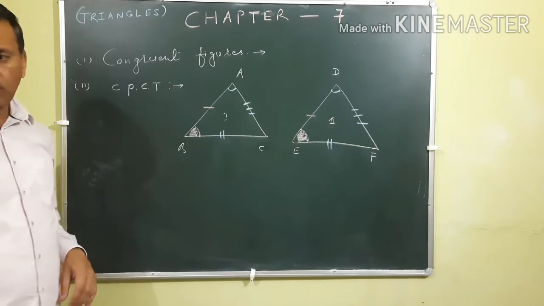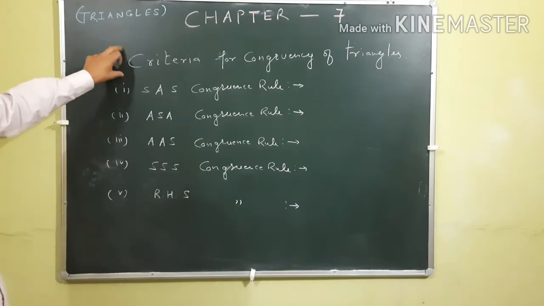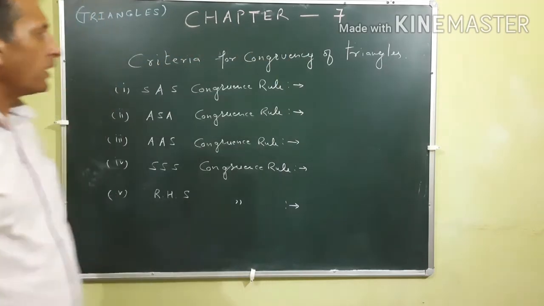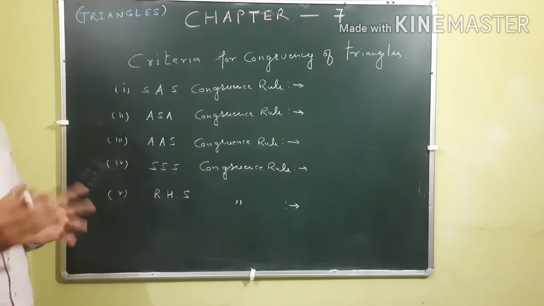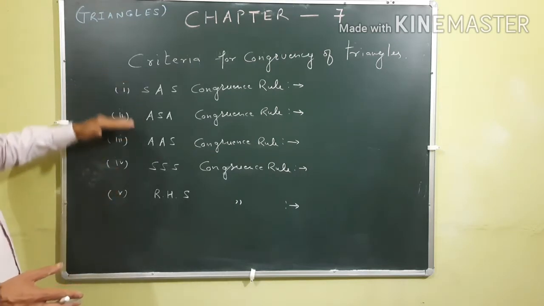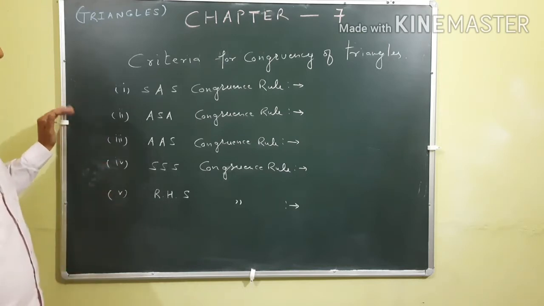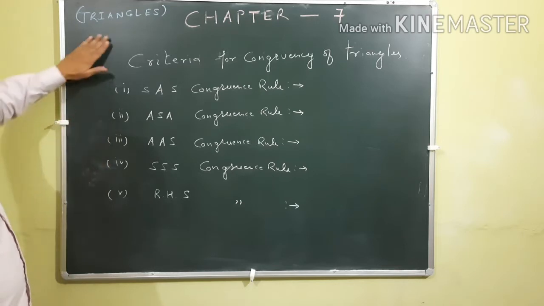That's all. So this is an introduction, and now I'm going to discuss the criteria of congruency of triangles. How can we show that two triangles are congruent? There are some rules. These are the 5 rules to show that triangles are congruent. We have to learn all these rules.